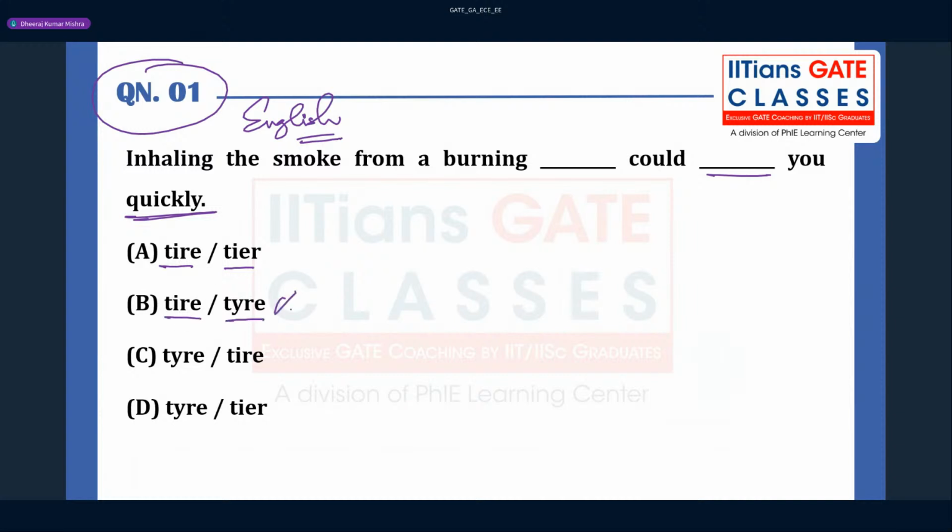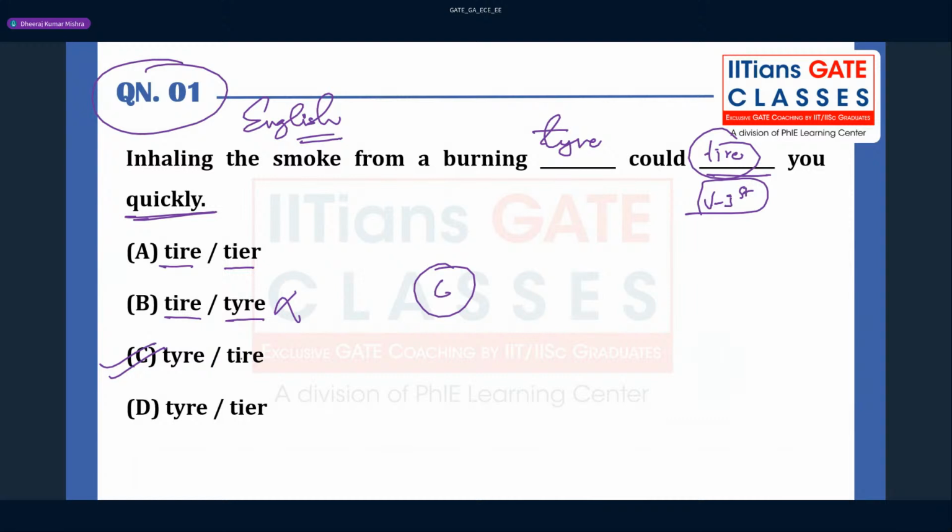There should be a tire, spelled T-Y-R-E. If you burn a tire and inhale the smoke of the burning tire, you might get tired. That is very important to keep in mind. So which option can be correct here? Option C will be correct. This is a verb plus the first form of the verb. Inhaling the smoke from the burning tire could tire you quickly. So option C is correct.